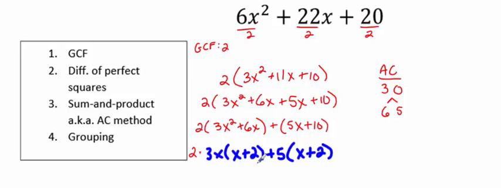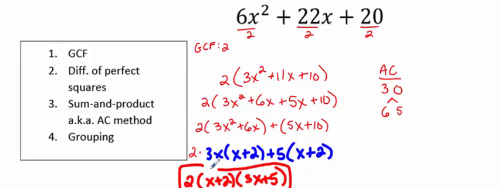I have a common factor, x plus 2, which we'll call a GCF here. So this is nice. I'm going to have the 2, and I'm going to have times. If I factor out the x plus 2 as a GCF, I'm left with 3x plus 5 as my other term. And there is my answer. If I were to distribute and use double distribution, it would take me back to 6x squared plus 22x plus 20. All right, stay tuned for a question to follow this example.